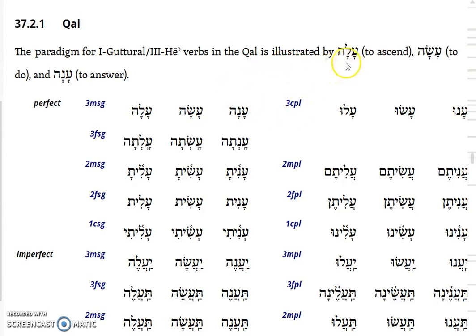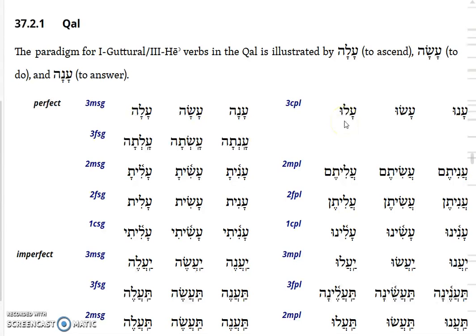Now, just looking at it, all the problems of the third hey and originally third yod are going to be there. And then also the problems of the first gutturals, where if you try to put a shava under that position, it's going to want a hataf patah. And so if you look at alah and third feminine singular, you get the ta, which is common with the third hey. You get the yods, which is the actual original root that shows up in many of the forms in the perfect of the third hey verbs.